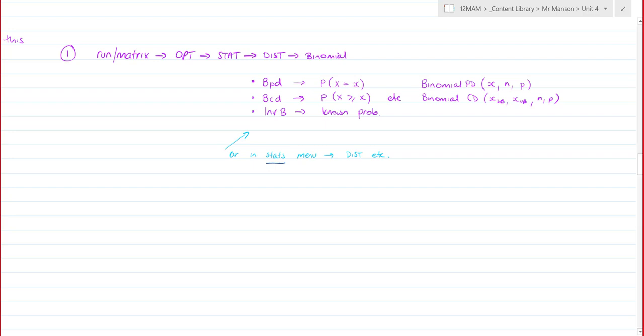Now, just as a couple of notes, binomial PD is a point distribution. It's an exact X value, X equals 3, whereas binomial CD is a cumulative distribution. It will give you between 2 values. So for this question here, I'm going to do binomial CD. My lower bound of X is 0, upper bound of X is 3. There are 10 events. The success is 0.7. Tell me the answer to that.